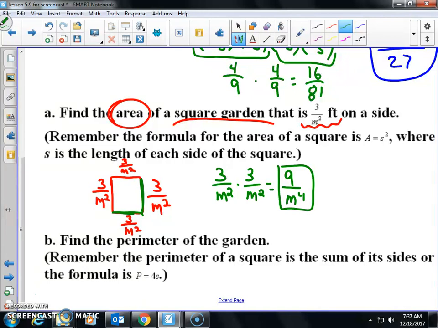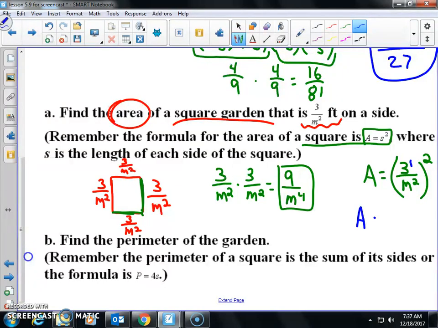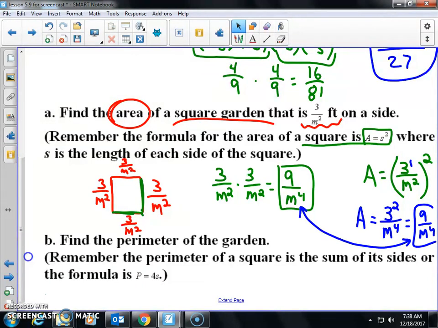They also give us this clue. A square has this formula for area. To find the area, take one side, which is 3 over m to the 2nd power, and square it. That means 2 of those. Well, if I do the shortcut way, this 3 has an exponent of 1 on it. This m already has an exponent of 2. So the area is 3 to the 2nd power over m to the 4th power, which simplifies down to 9 over m to the 4th power, which is the same answer we got here. Doesn't matter which way we do it, we got the same answer.